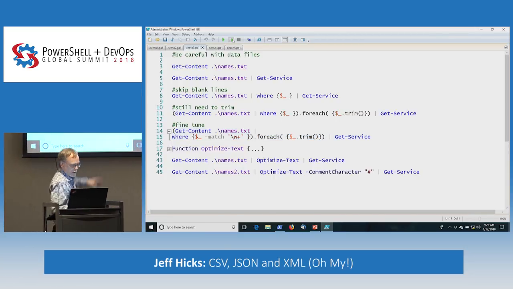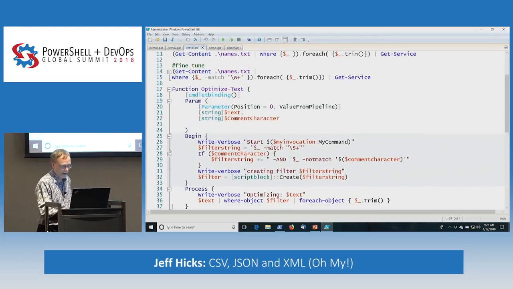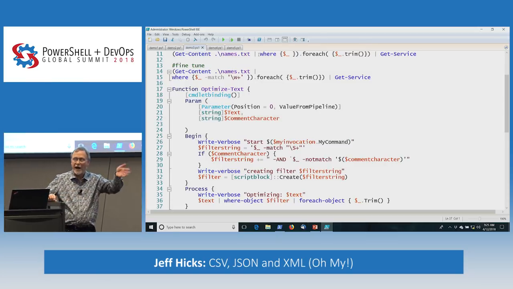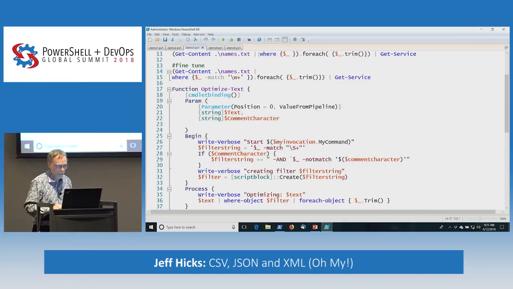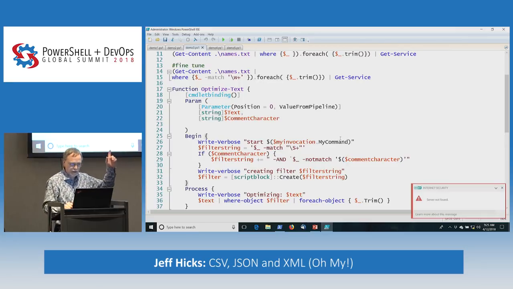Obviously, that's a lot of work, so why not just have a function? You can use my optimized text function, and this function actually even includes a parameter, because maybe in your text file you want to have a line that's commented, which you want to skip. So I have a parameter that you can specify, and my function will go through and filter where the line matches anything that's not a space.